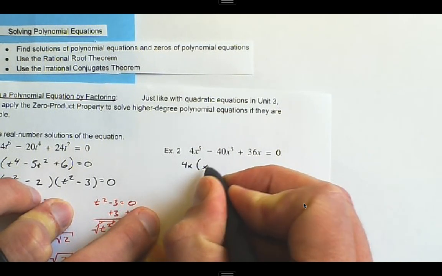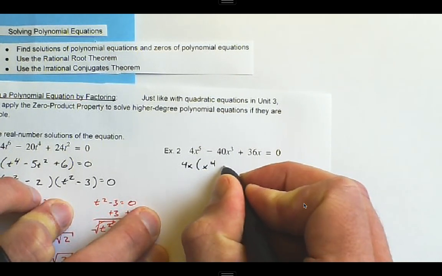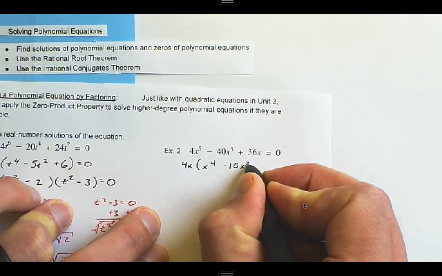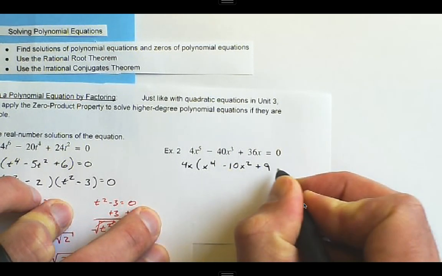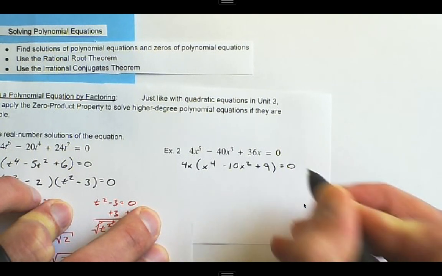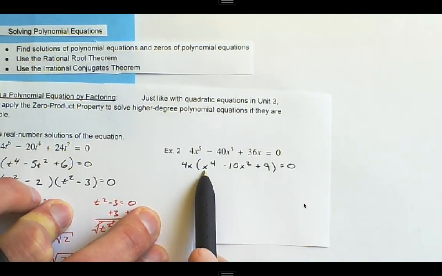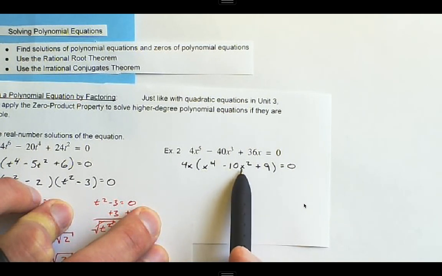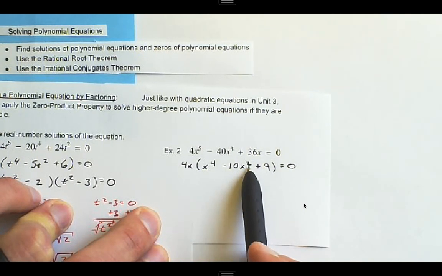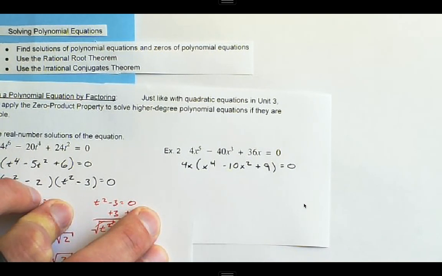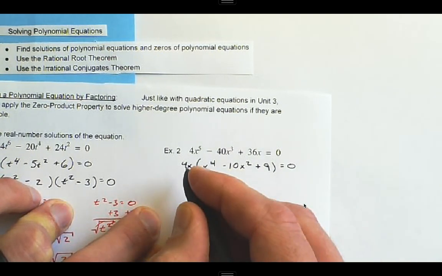So that's left with x to the fourth minus 10x squared plus 9. And that's still equal to 0. And then we can see that it's in the quadratic form because our lead degree is twice our middle degree. And we have a constant that finishes up our trinomial there.